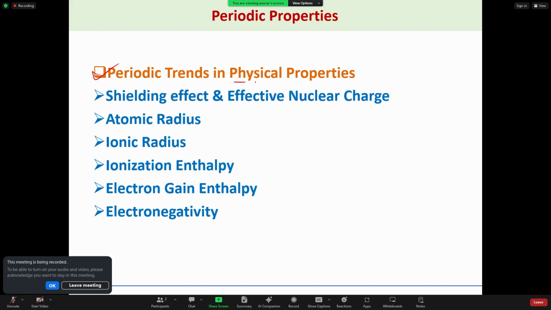First of all, we will talk about the physical properties. Among them are the shielding effect, atomic radius, and ionic radius. These three physical properties of the elements, and what trend they follow, we will learn in this class. Other properties like the ionization energy, electron gain enthalpy, and electronegativity we'll learn later.